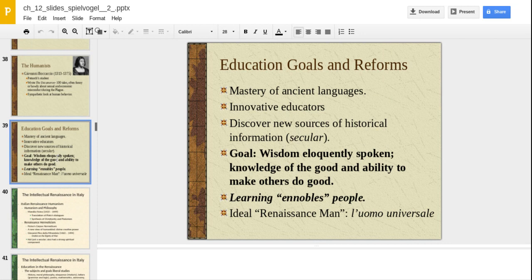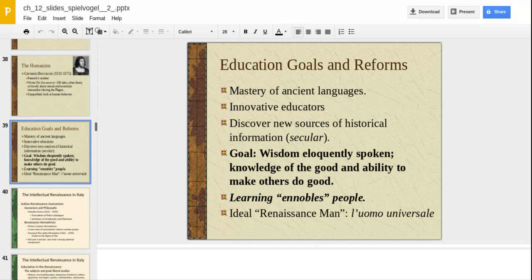Now, there are some education goals and reforms: mastery of ancient languages such as Latin and Greek, innovative educators. You see them discover new sources of historical information. They start going back and looking for records that are not tainted by the church. They want secular information and secular scholars. That becomes a big goal.